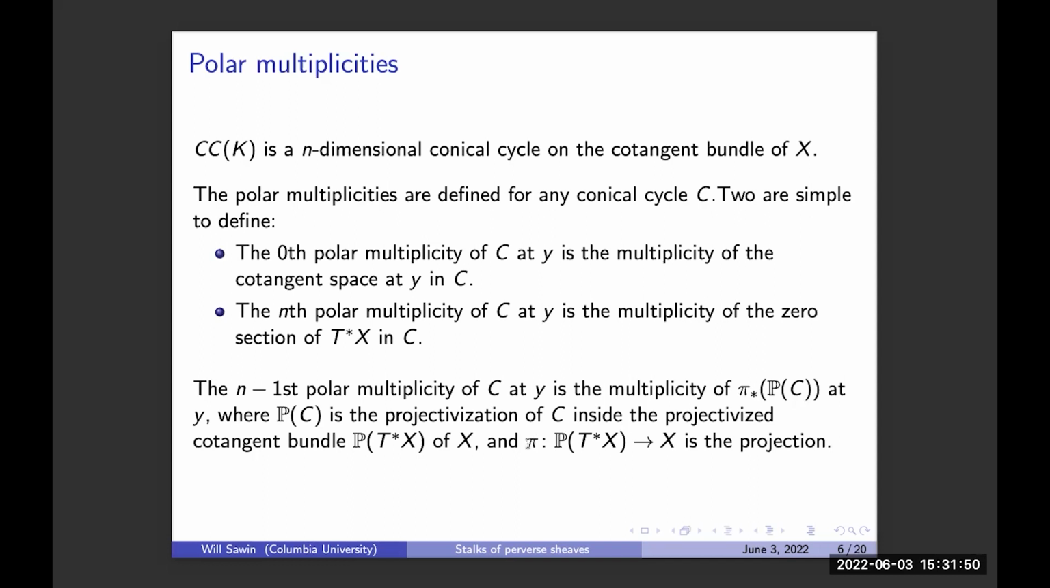And then you can push forward that cycle using the natural map from the projectivized cotangent bundle to X. And we'll get a cycle of dimension n-1 on X, which is a hypersurface on X. And so the n-1st polar multiplicity at y is defined to be the multiplicity of that hypersurface at y. So the order of vanishing of a polynomial defining that hypersurface, equivalently the intersection number with a generic smooth curve at that point. So it's going to be supported on a hypersurface.